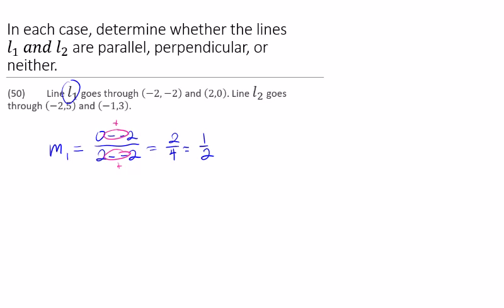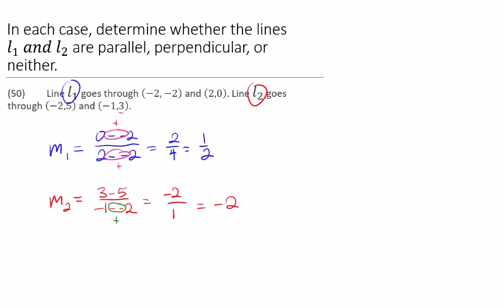M2, okay, y2, 3, minus y1, which is 5, over x2 minus x1, right? So it'll be -1 minus -2. So negative negative turns into a positive. And on top, 3 minus 5 is -2. On bottom, -1 plus 2 is +1. So we end up with a slope of -2, right?